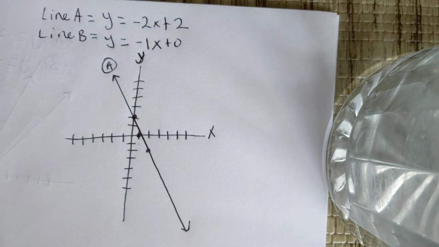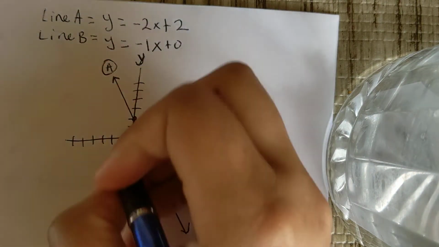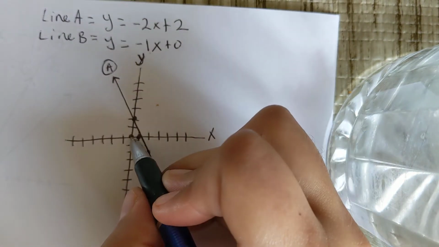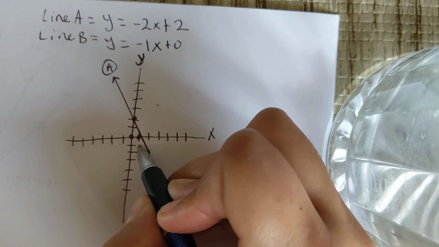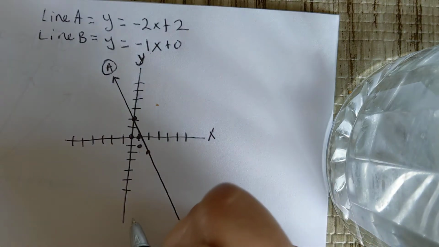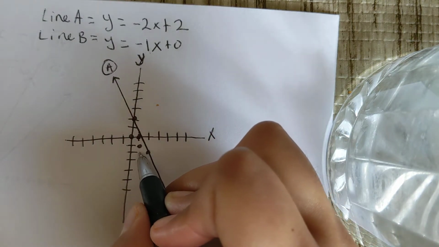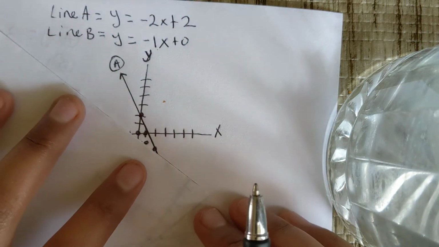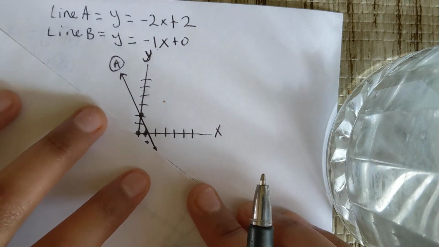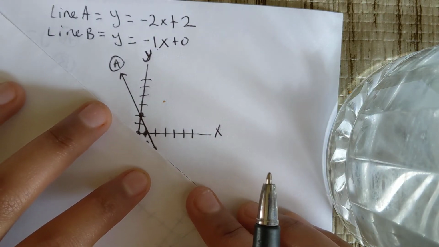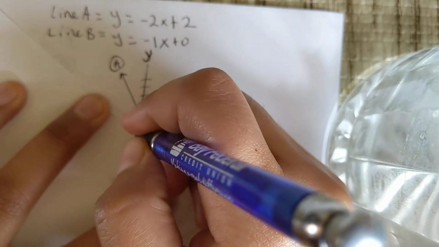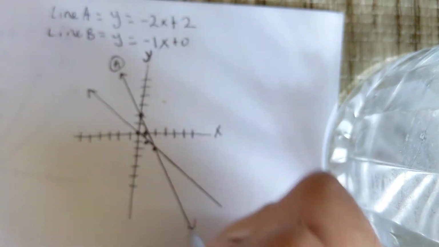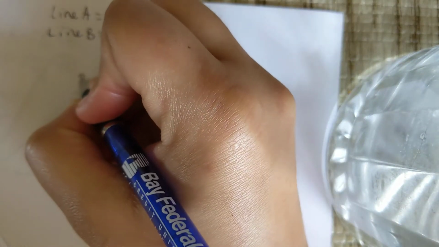So now I'm going to go ahead and graph line B. My y-intercept is 0. My slope is negative 1. So I'm going to go down 1 and 1 to the right. And again, because I don't have graph paper, I'm going to do one more point. So 1 down, 1 to the right. Okay. So now I'm going to draw my line as straight as possible. So this is line B.